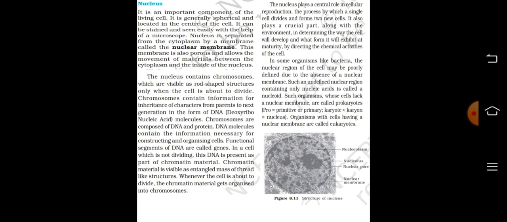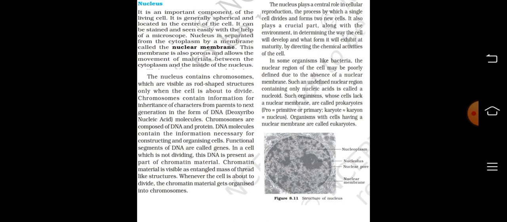The nucleus plays a central role in cellular reproduction, the process by which a single cell divides and forms two new cells. It also plays a crucial part along with the environment in determining the way the cell will develop and what form it will exhibit at maturity by directing the chemical activities of the cell.